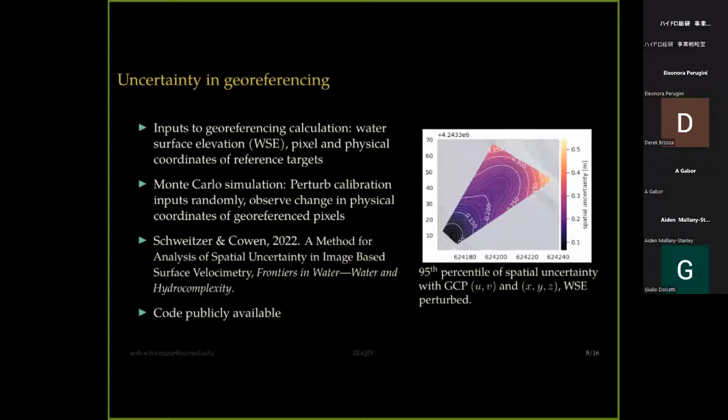This method has been made publicly available. It's also set up to analyze uncertainty from direct georeferencing, meaning cases where instead of using GCPs, we have knowledge of the camera's location and orientation from some other source, such as the IMU that was discussed earlier with Hydro STIV, or if it's a drone input or anything like that.